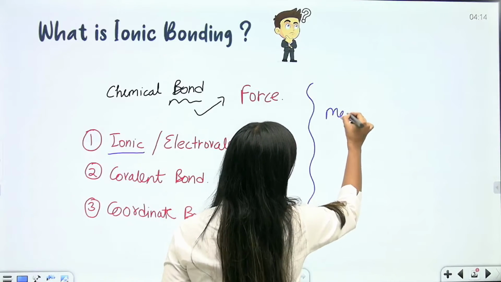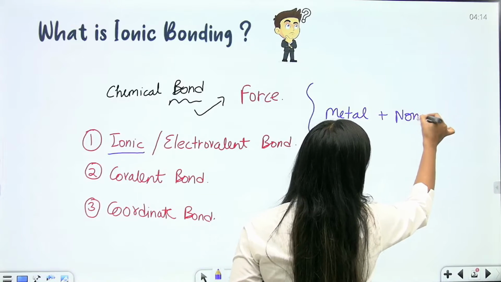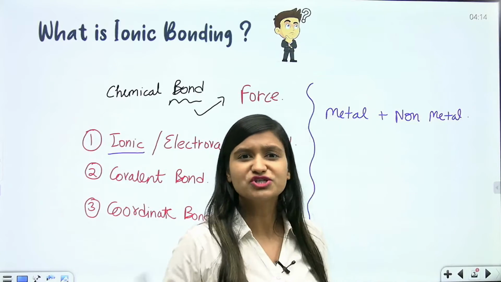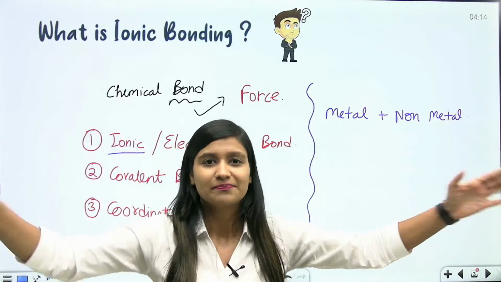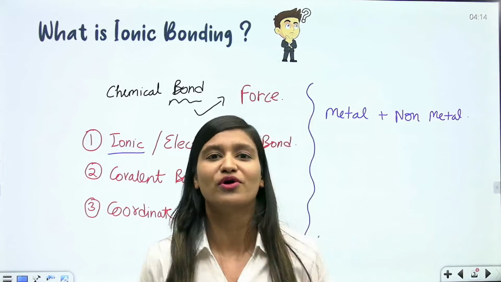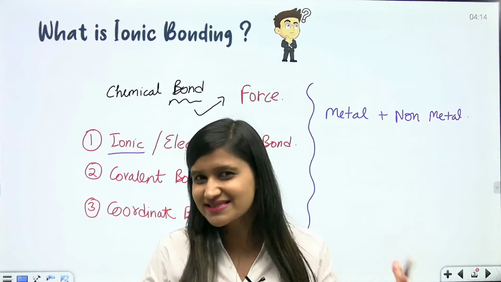So wherever you have a metal plus a non-metal, you will have which bond? Ionic bond. No need even to think. Metal plus non-metal, you will definitely have ionic bonding. Simple. Now, how? What is this bond?